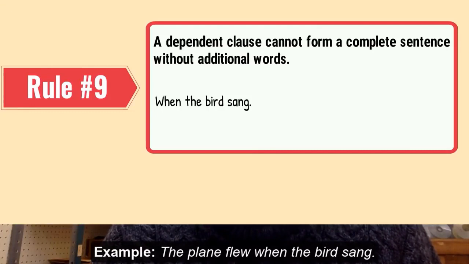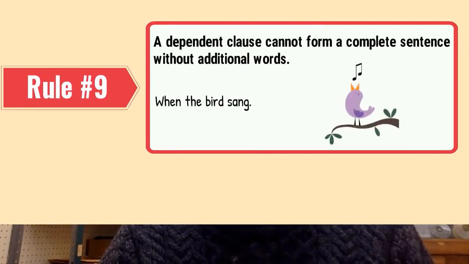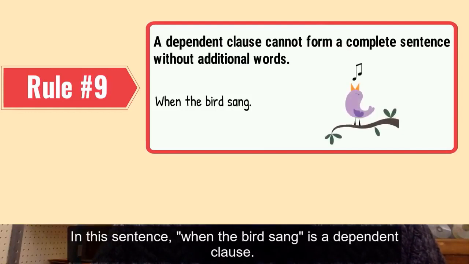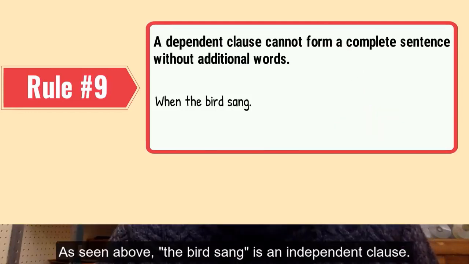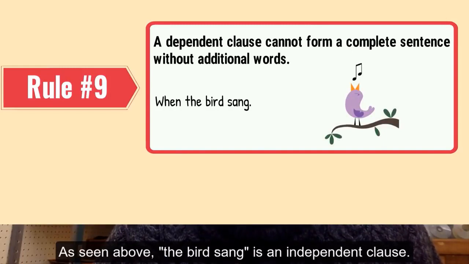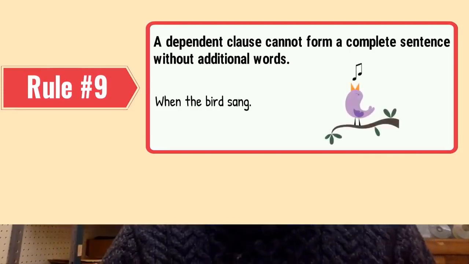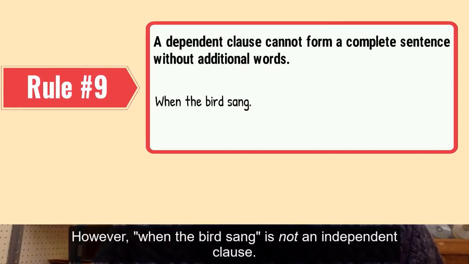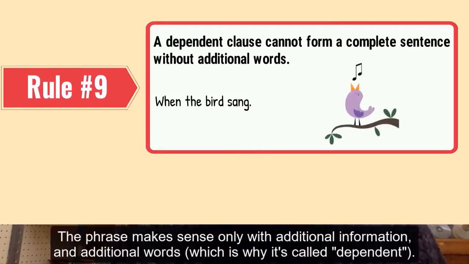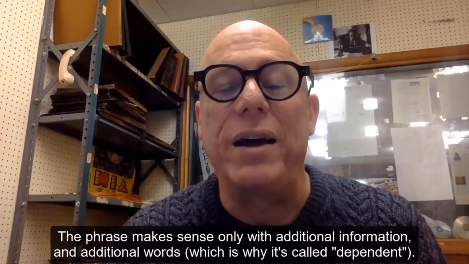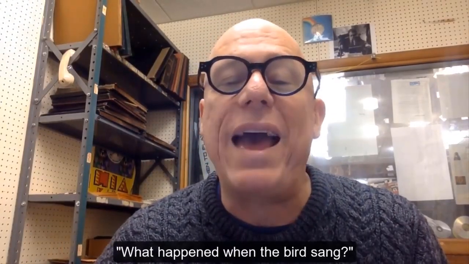Example, the plane flew when the bird sang. In this sentence, when the bird sang is a dependent clause. As seen above, the bird sang is an independent clause. It contains a subject and predicate and can stand alone as a complete sentence. However, when the bird sang is not an independent clause. The phrase makes sense only with additional information and additional words, which is why it's called dependent. What happened when the bird sang? The plane flew. Rule number 10.